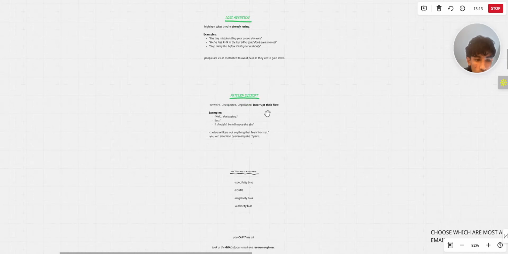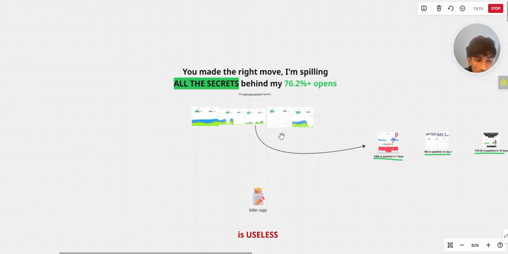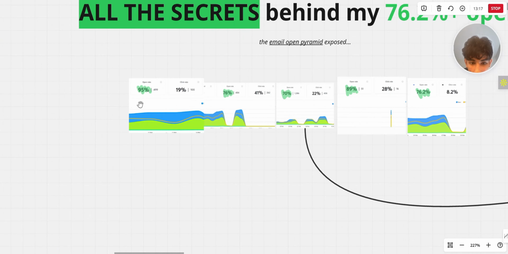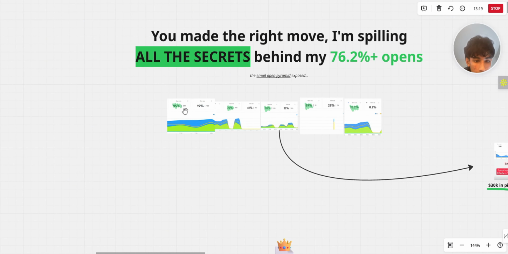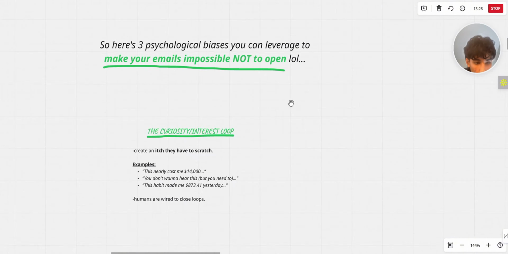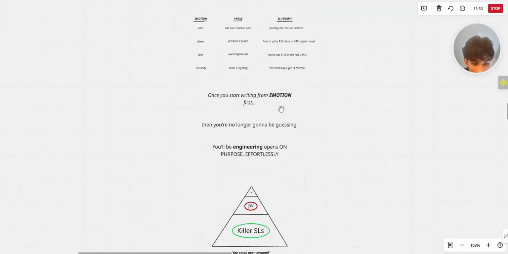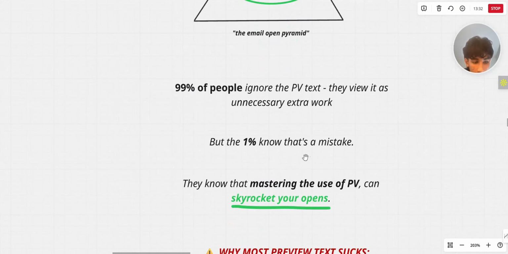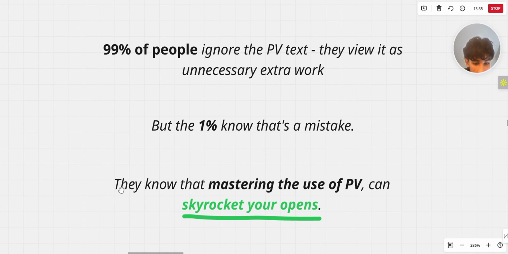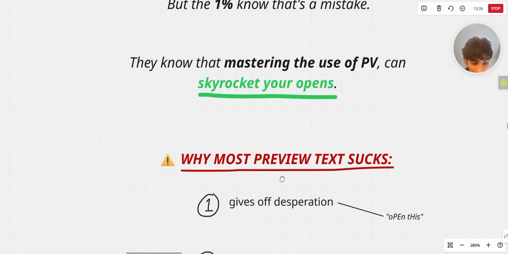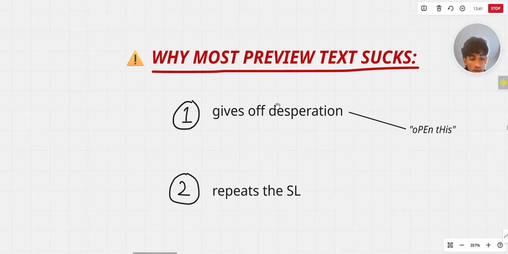And if we go back to the results that I got for all of my clients, like here, 95% open rates, none of that would have been possible unless I truly mastered the use of preview text, because preview text is so powerful if you know how to use it in the right way. And as I've said here as well, if you master the use of it, it can completely skyrocket your opens.